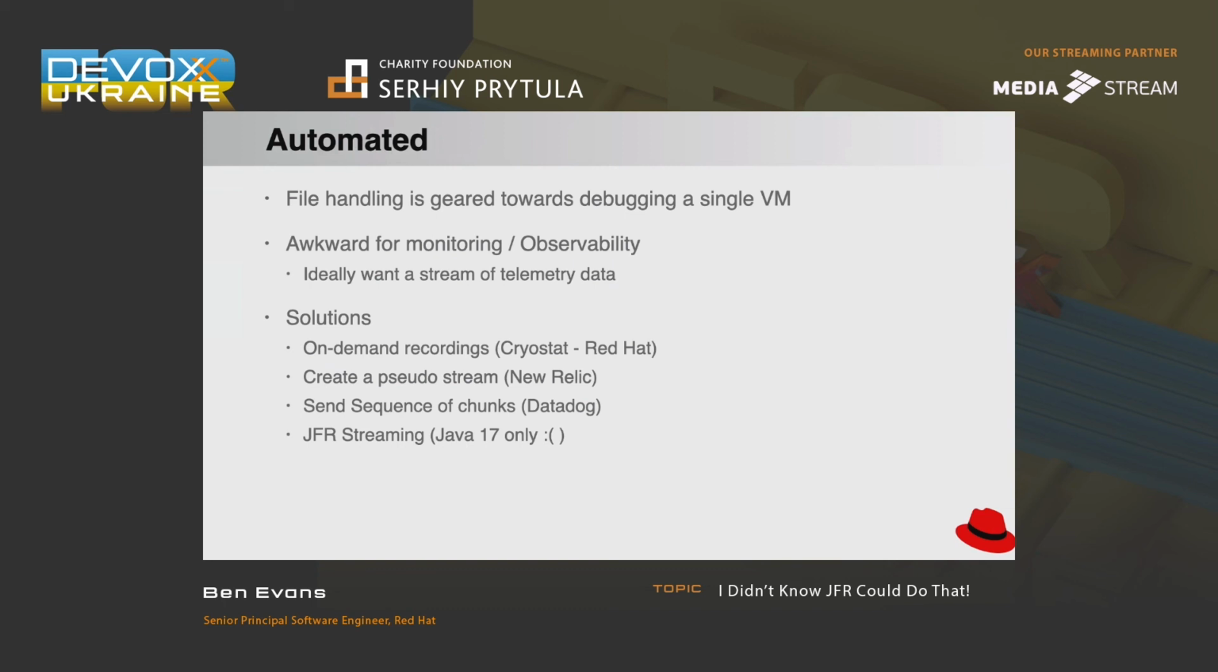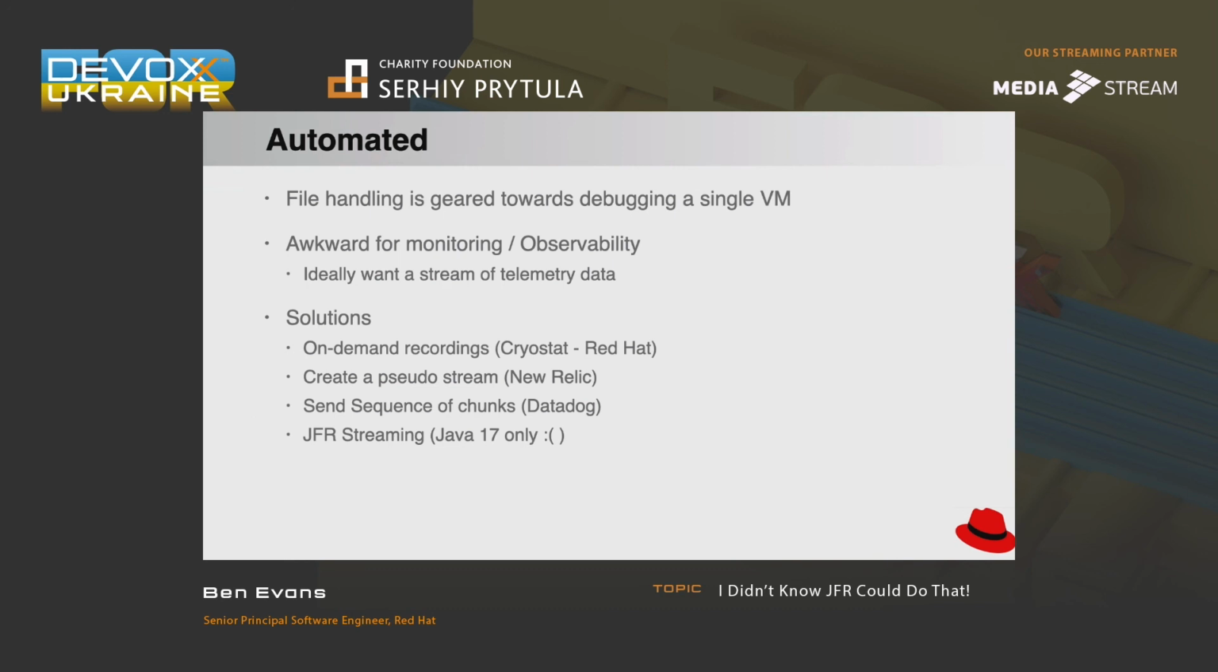This is all good, but it's still geared towards debugging a single VM and a single file. And that's not really what we want for monitoring and observability. We want a stream of telemetry data. And so what are the solutions? There are 4 different approaches that I know of for handling automated JFR and taking it into an observability context.